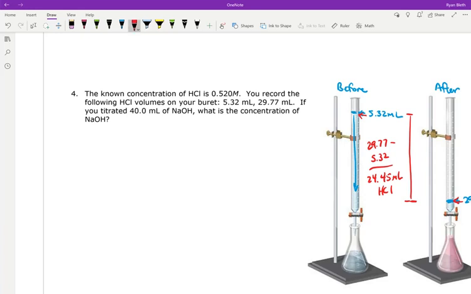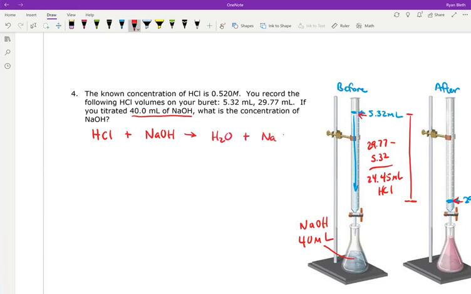And then it says you titrated 40 milliliters of NaOH. So that's what's down here. This is 40 milliliters of NaOH. It's down in the flask at the beginning. You titrated it, which is to say you added its opposite to it until it was completely neutralized. And its opposite would be an acid. So what's the reaction for this equation? We've got HCl being added to NaOH and neutralizing that base to make water and a salt.